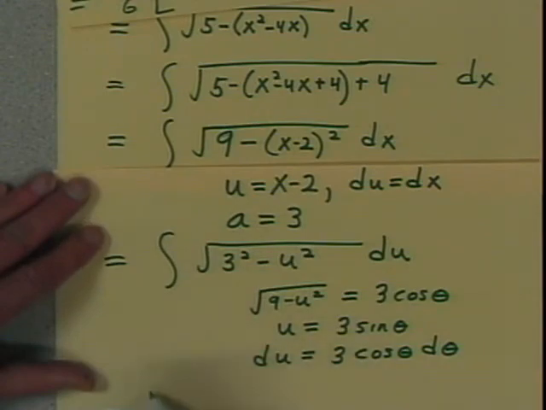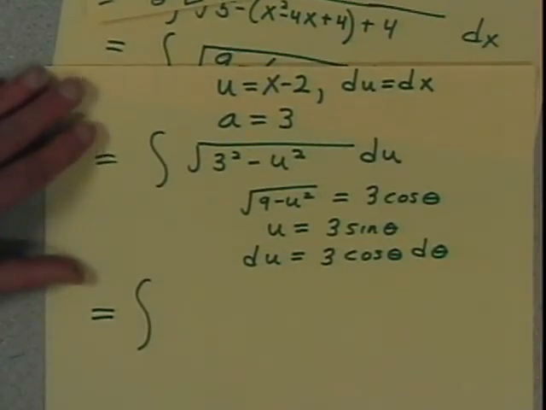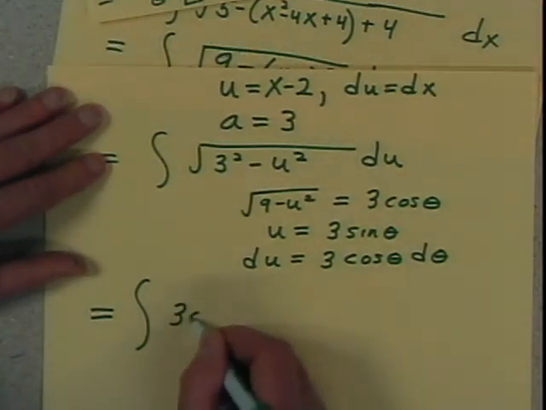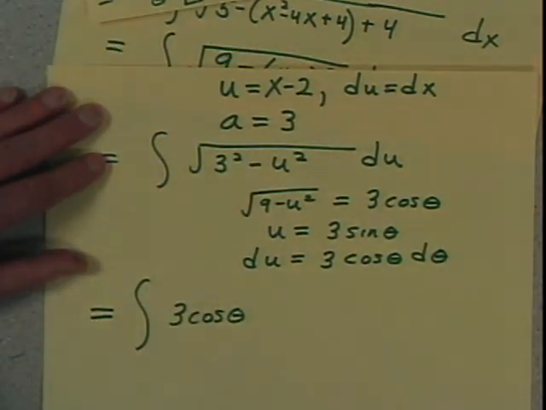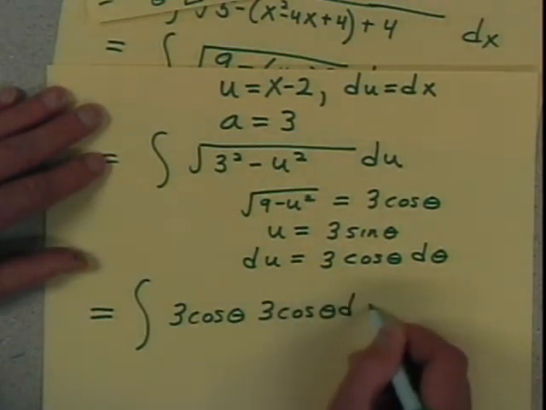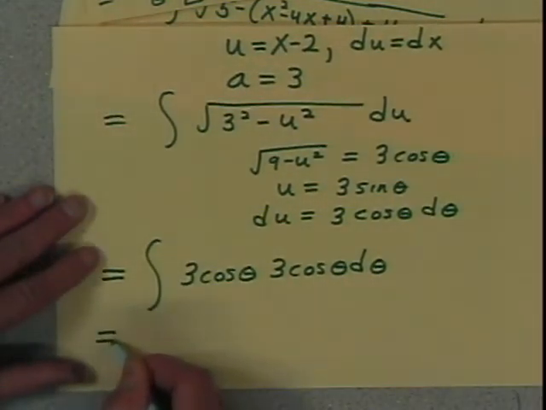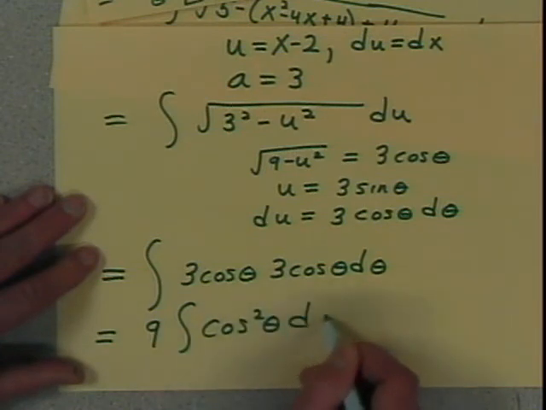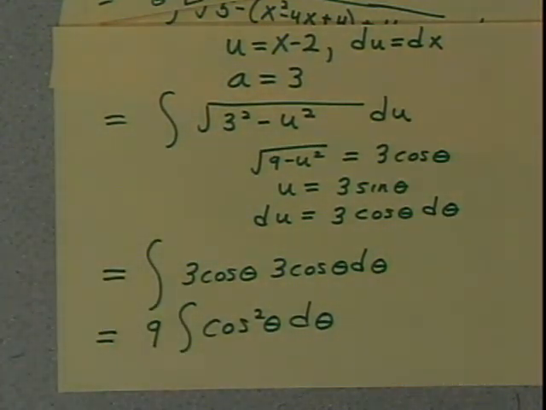Okay, so then this integral is truly equal to, replace the radical with what? 3 cosine theta. Replace the du with 3 cosine theta d theta, and I have 9 times the integral of cosine squared theta d theta. Now that was sort of deliberate because I thought I just might be running out of time at this point. Actually, we're not doing too badly, but doesn't this integral look familiar?